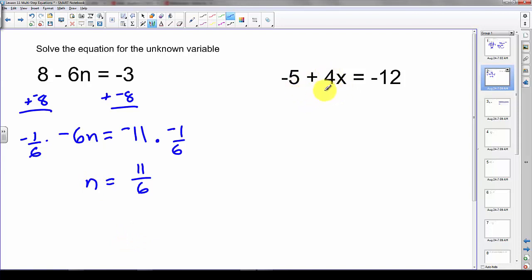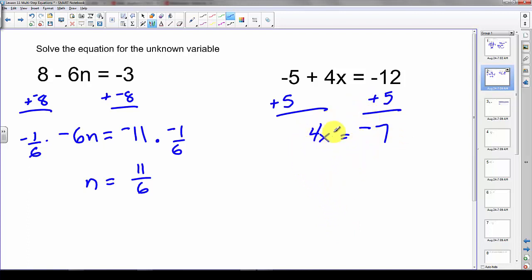This is our multiplication with the 4 times the x. So therefore this must be our addition. I want to undo an addition of negative 5. So I'm going to add a positive 5 to both sides. Negative 5 and positive 5 go to 0, leaving me with 4x. This is a negative 12 plus a positive 5. Going to keep the sign of the bigger number, which is the negative. Subtract the two, get 7. So negative 12 plus positive 5 is negative 7.